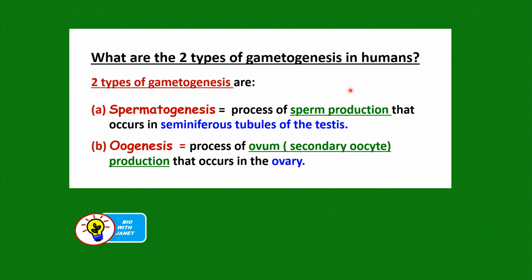So the two types of gametogenesis are spermatogenesis, which is the process of sperm production that occurs in the seminiferous tubules of the testes. This was discussed in the previous video. And next, there's oogenesis, which is the process of ovum or secondary oocyte production that occurs in the ovary. So we are going to discuss this today.